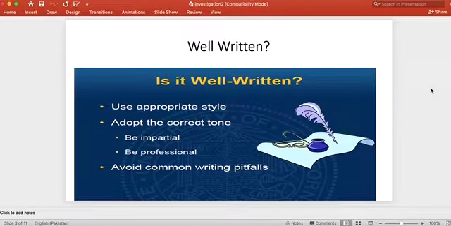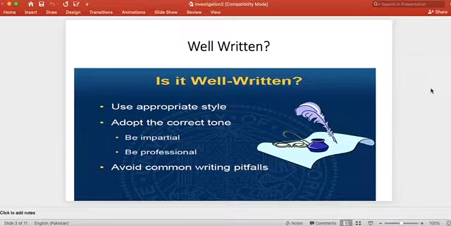Which report should be called a well-written report? Number one, use appropriate style, adopt the correct tone, be impartial, be professional, avoid common writing pitfalls. It means most of these things are relevant to writing style. An appropriate writing style is not only simple, but also understandable, so that everyone who reads it may be able to capture what the investigator wants to say. In the same way, the well-writtenness of the report can also be determined on the basis of the impartiality and professionalism of the writer.